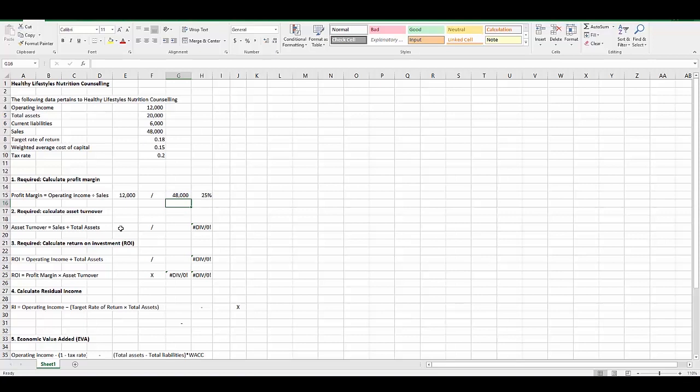The next one is the asset turnover. Asset turnover is sales, which is $48,000, divided by total assets, which is $20,000. So that's 2.4 is your asset turnover.